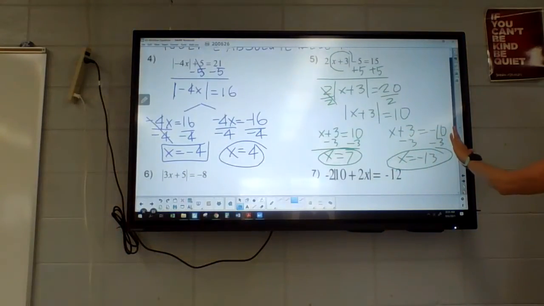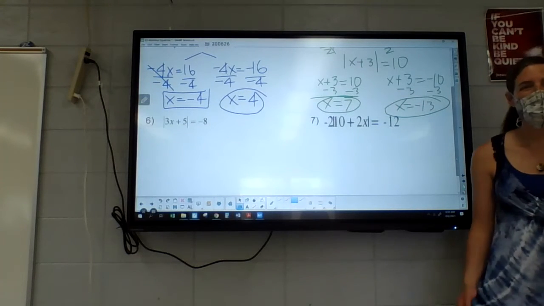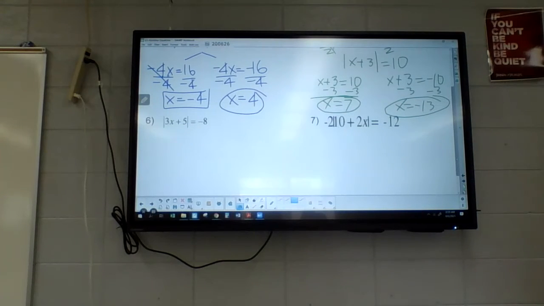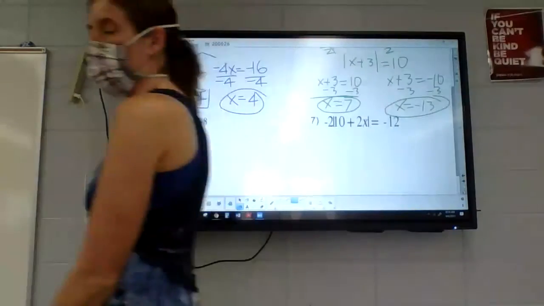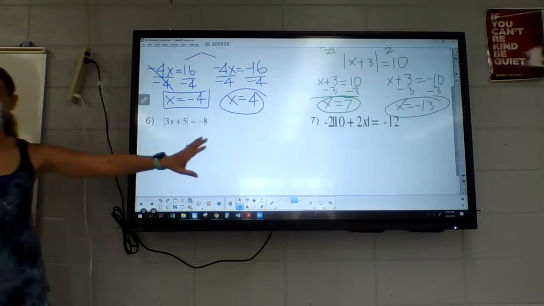So, what's different about number 6? Do you guys notice it? Why is number 6 different? Does anyone see right away what's happening in number 6? Yeah. What's that? Yeah, it's saying the absolute value is going to equal a negative.